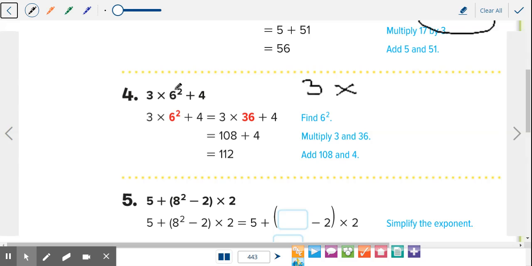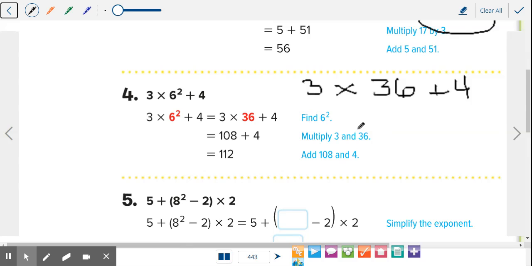36, because remember, it's not 6 times 2, it's 6 times 6, because that means there's 2 6s there. So it's 36 plus 4. Okay, so we've done our exponents. Now we're on multiplying or dividing. So we have multiplying, so we got to multiply it out. And we get what? 63.